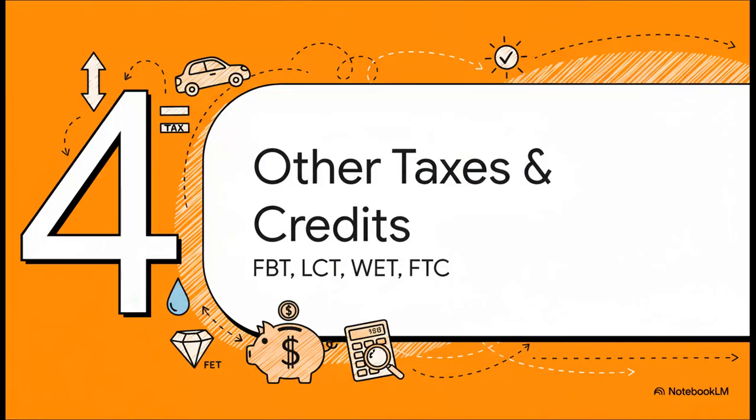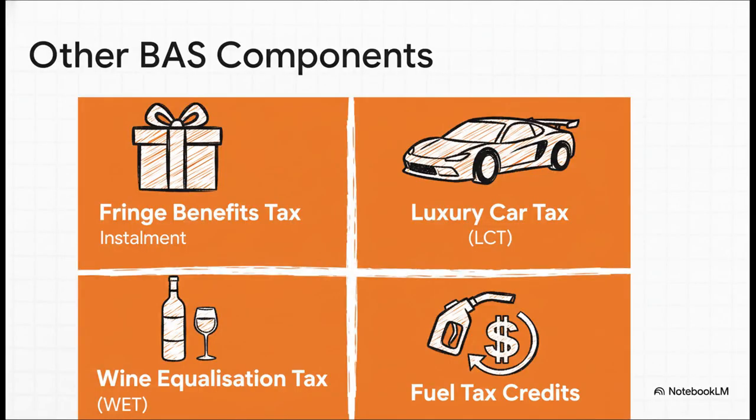We move now to our fourth section, which covers other, more specialized taxes and credits that may be reported on the BAS. These additional components include fringe benefits tax installments for non-cash benefits provided to employees, luxury car tax, which applies to the sale of high-value vehicles, wine equalization tax, a specific tax for the wine industry, and fuel tax credits, a credit available to eligible businesses for the fuel tax included in the price of fuel.